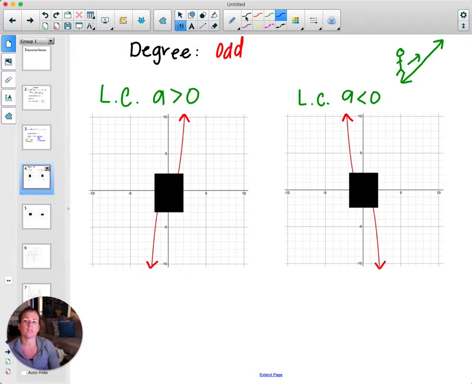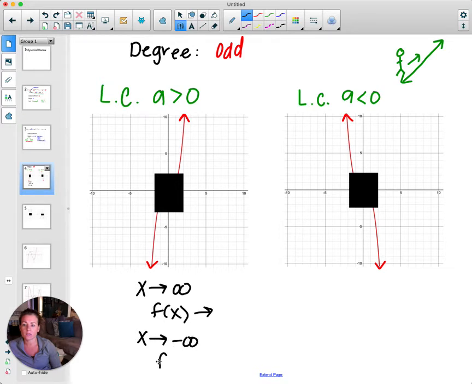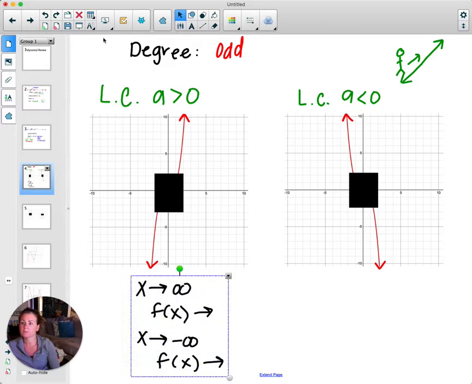And then we're going to start describing the end behavior with limits, but for right now, I'm just going to say as x approaches infinity, what is f of x doing? And as x approaches negative infinity, what does f of x do? Okay, and we're going to do this for both of these graphs.